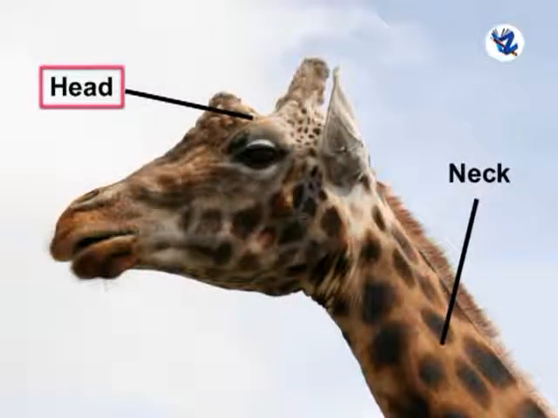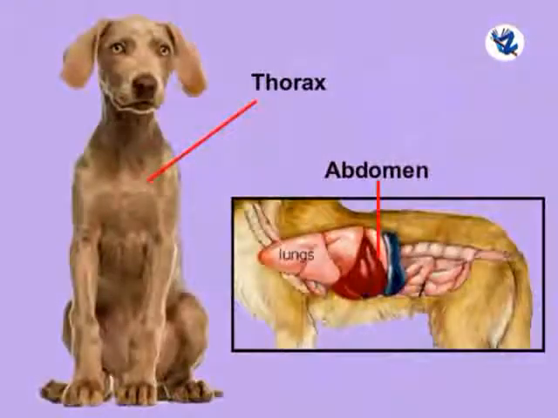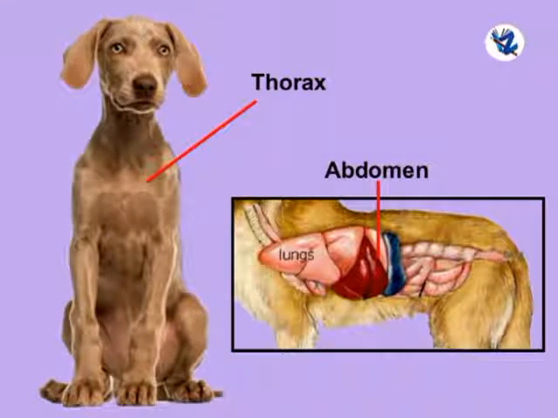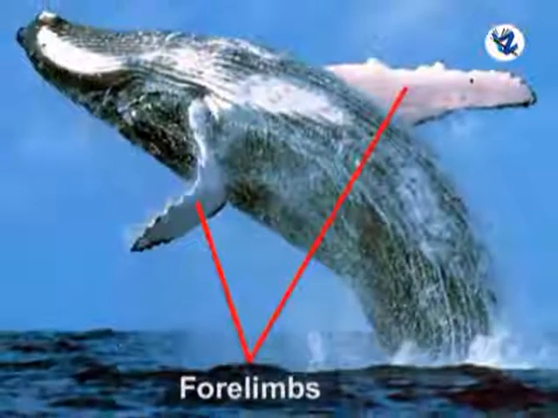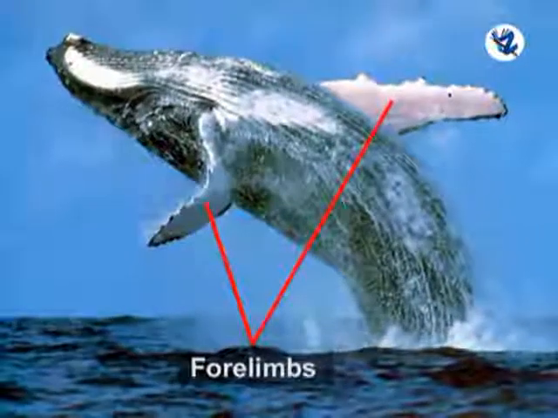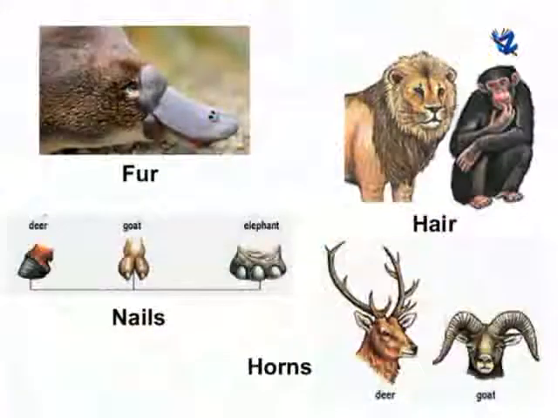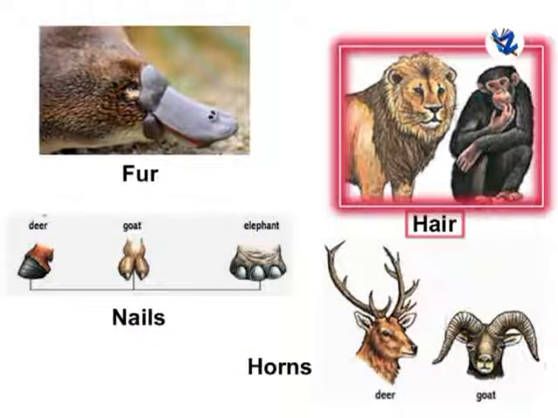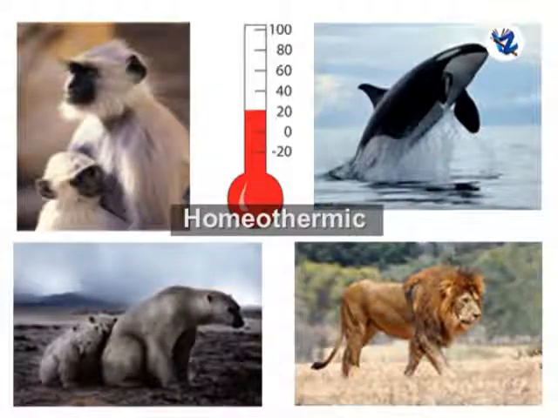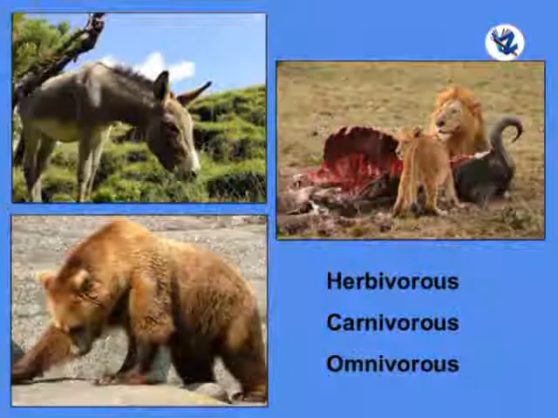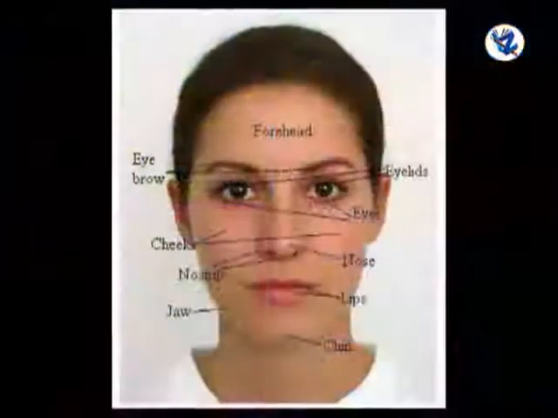Distinct head that can rotate on neck. Tail may or may not be present. Thorax and abdomen clear in some mammals. Total 4 limbs. 4 limbs are modified into flippers in whales and into patagium in bats. Exoskeleton has fur, hair, nails, horns. Temperature regulation homeothermic. The mode of feeding is herbivorous, carnivorous or omnivorous.